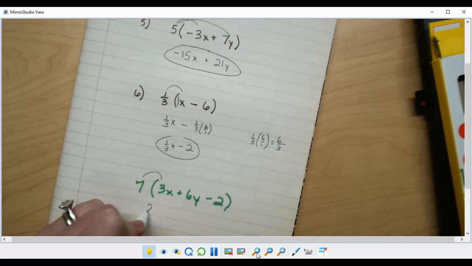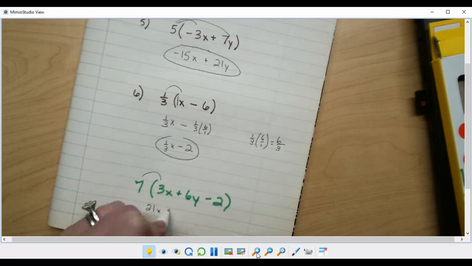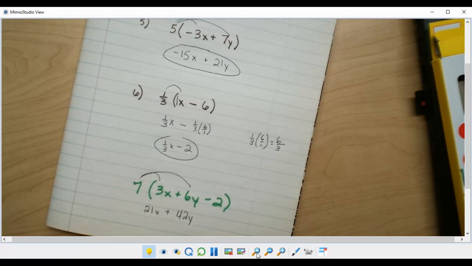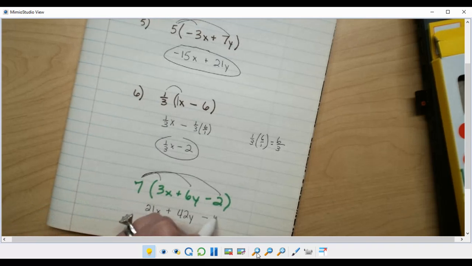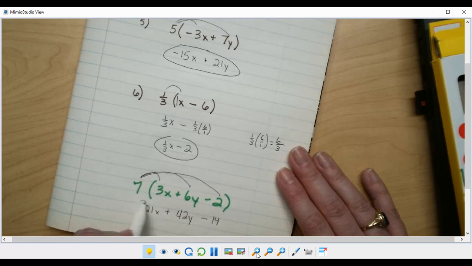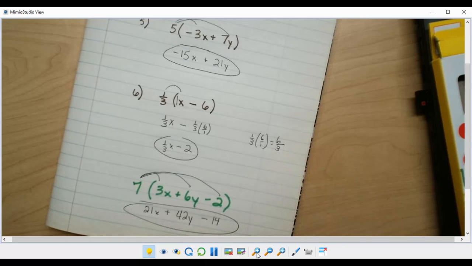7 times 3 is 21. Keep the x. Bring down the plus. 7 times 6 is 42. Keep the y. Bring down the subtraction. There's nothing else to change it, so I can just bring it down. And then 7 times 2 is 14. 3 that we started with, 3 that we're ending with, and that's my final answer.